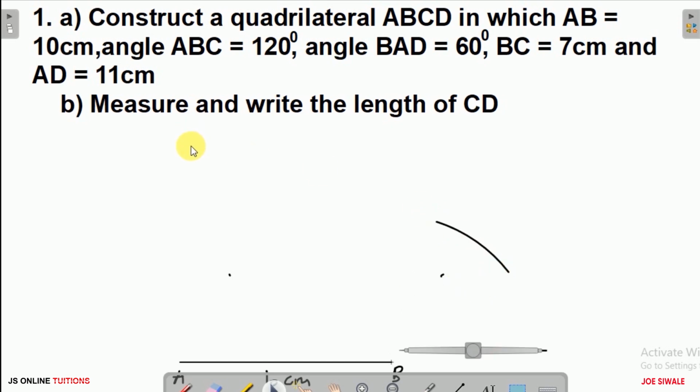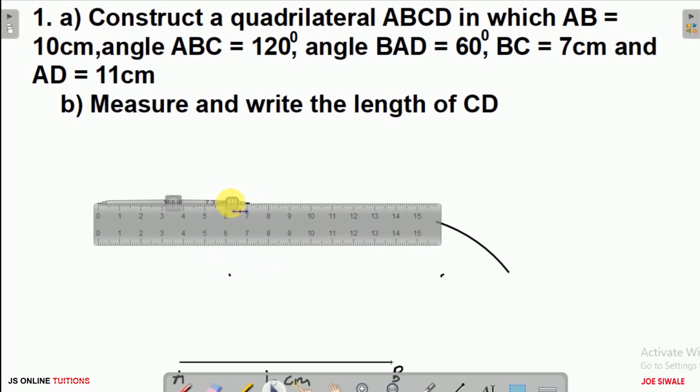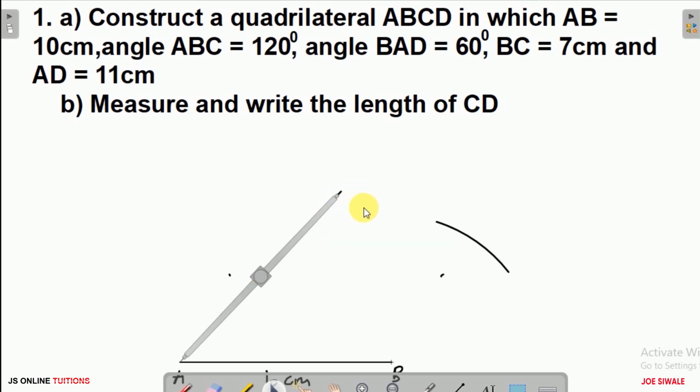Then we've been told the length of line AD is equal to 11 centimeters. So D is somewhere here. We're going to get our compass and measure 11 centimeters. We have the setting point at 0 there. So I've measured our 11 centimeters. The starting point is going to be point A and we're going to draw an arc above line AB. So we are done drawing our 2 arcs.